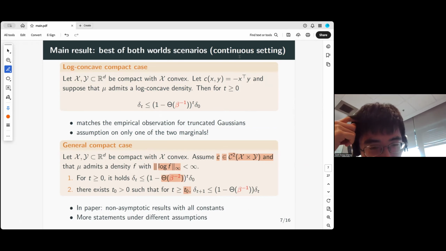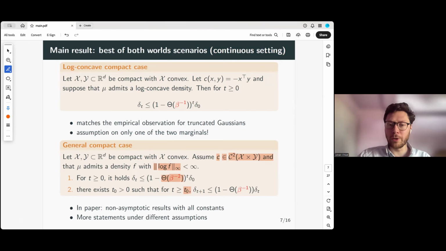Does the algorithm change? Yeah, so that's a good question. The algorithm, so I mean, it will not be an implementable algorithm.